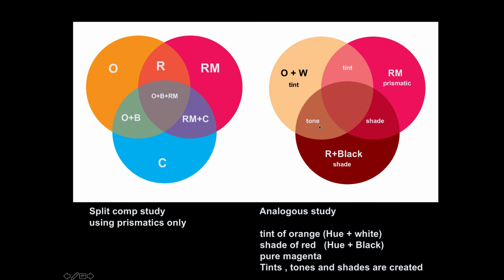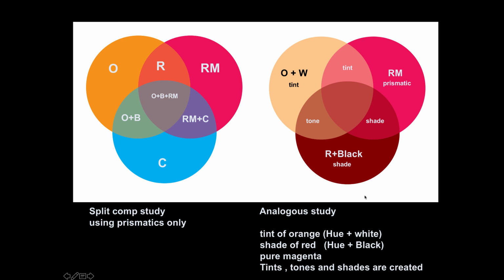kind of desaturated tone. When we mix a prismatic with a hue that has white in it, it's going to create a tint. And then when we mix a prismatic with the black in it, it's going to create a shade. What do you think all three of these are going to be if we mix a tint, shade, and tone together? What do you think that's going to create? That's the basic theory behind this.